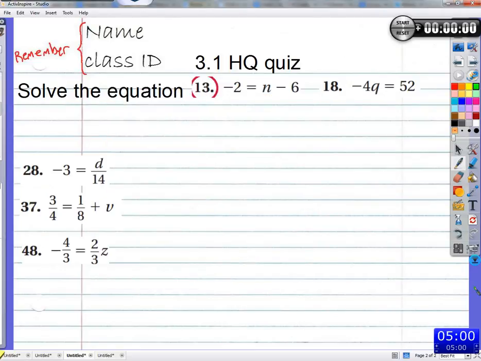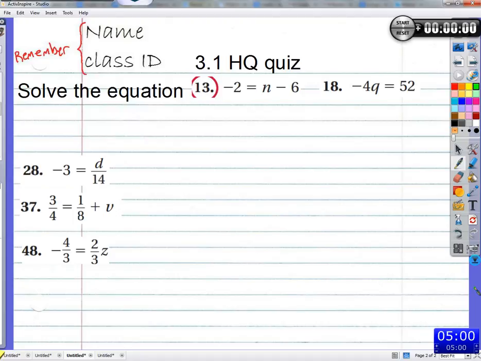These are referred to as one-step equations because we could solve them in one step. We could also solve them in 100 steps if we take a lot of confusing, weird steps. Okay. So it's possible to do this in just one step. So if we look at number 13, what would be the one step we could take to solve this equation?